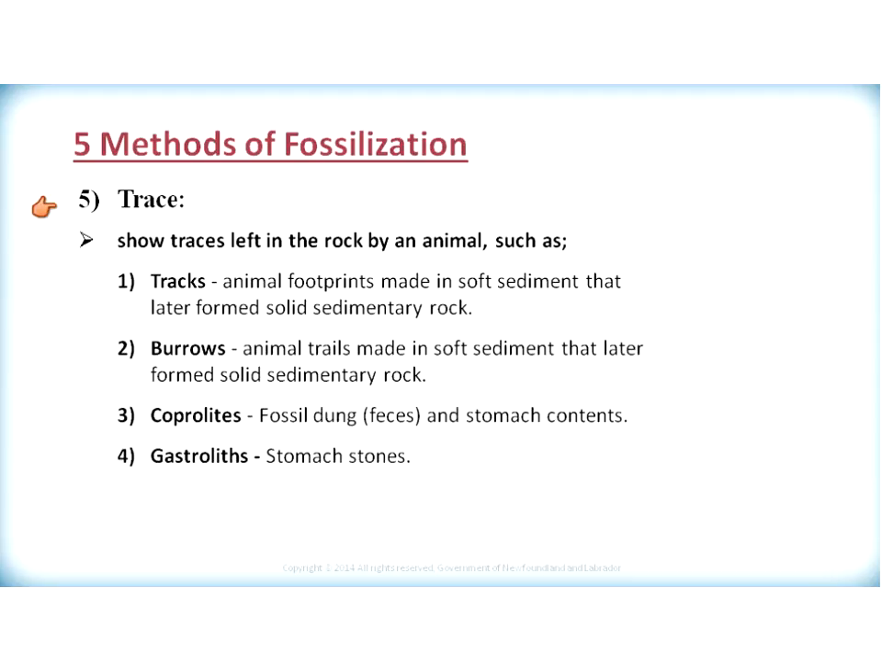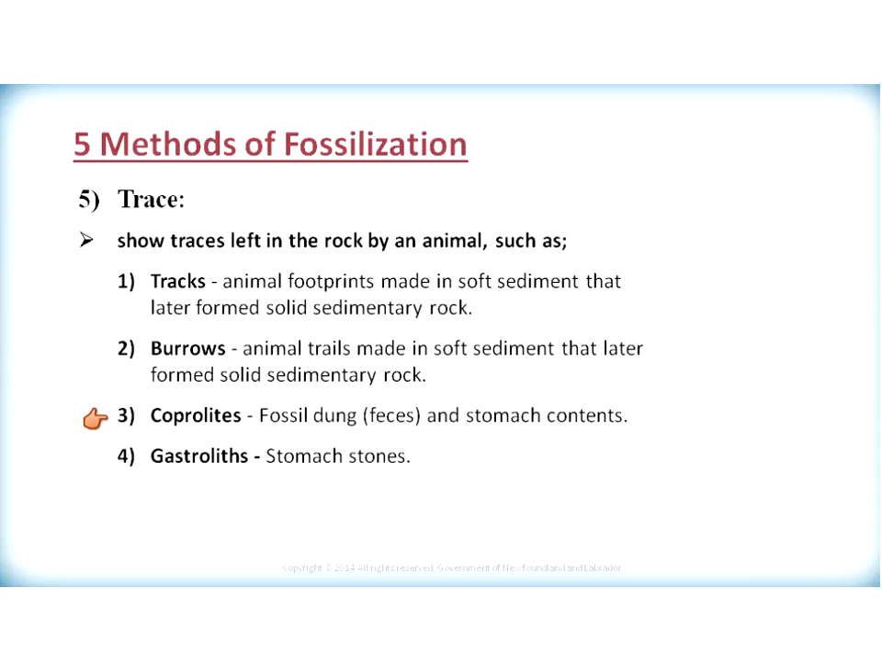The fifth method of fossilization is called trace fossils. Trace fossils are left in the rock by an animal. Such trace fossils could include tracks. These are animal footprints or other footprints made in soft sediment that later formed solid sedimentary rock. Burrows are animal trails made in soft sediment that later formed solid sedimentary rock.